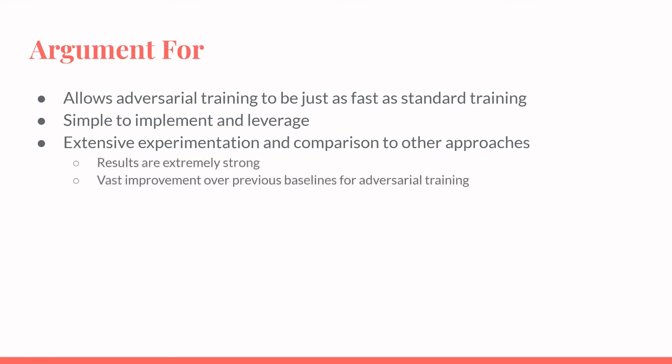And again, they show that their results are extremely strong in that this fast adversarial training method can produce robust models just as strong as PGD. And again, this is a vast improvement over previous baselines. Lastly, the authors take the time to both discover and analyze these catastrophic overfitting scenarios, and they also provide several different tips or advice for how to prevent this scenario.